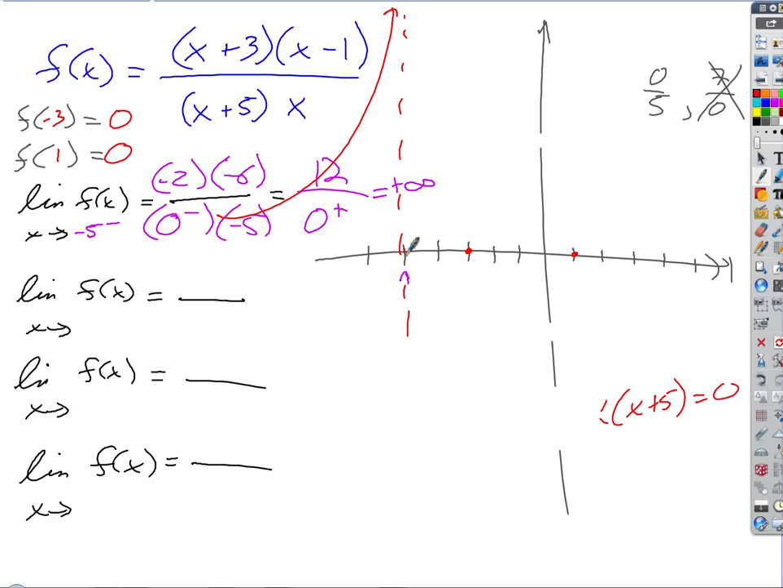What's that going to be? What am I going to write there? -5 plus. Yeah, good. I'm approaching -5 from the plus, right? And what's that going to give me then? I'm going to get the same values.